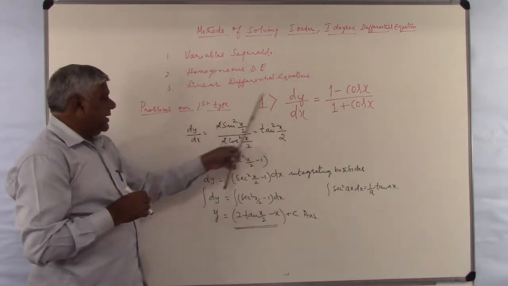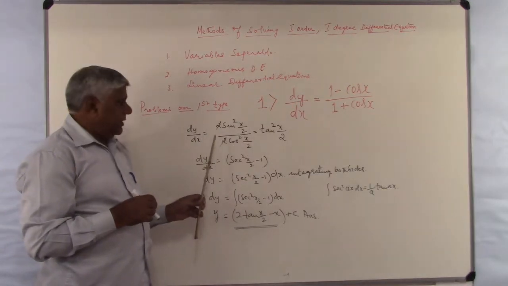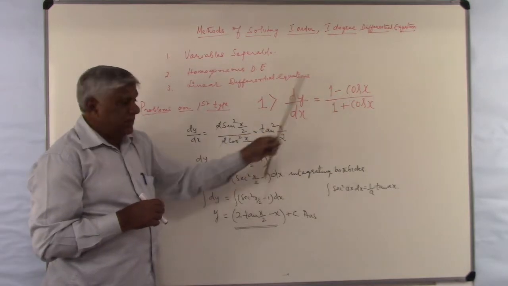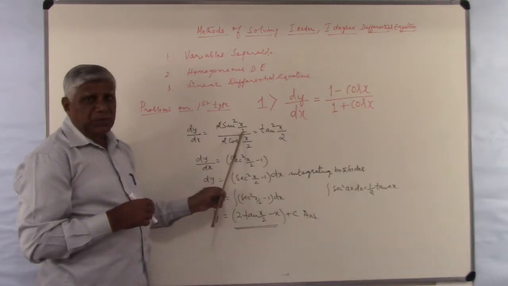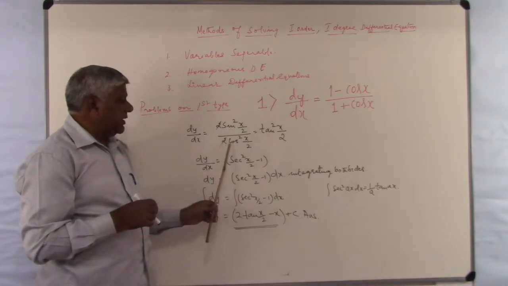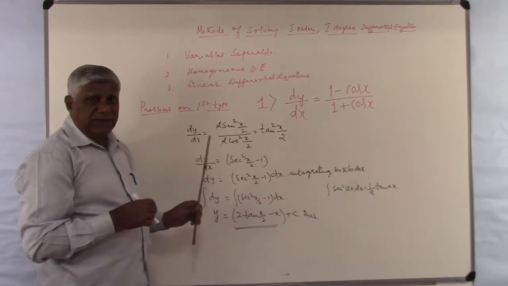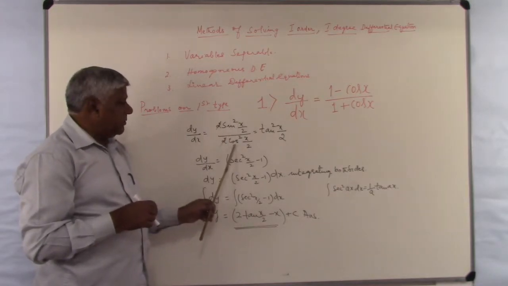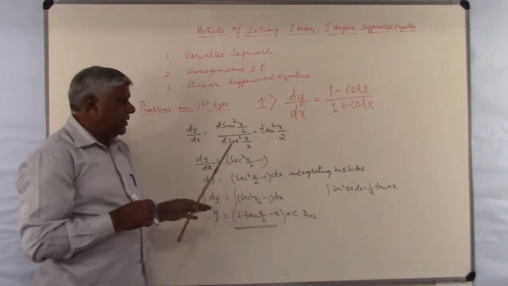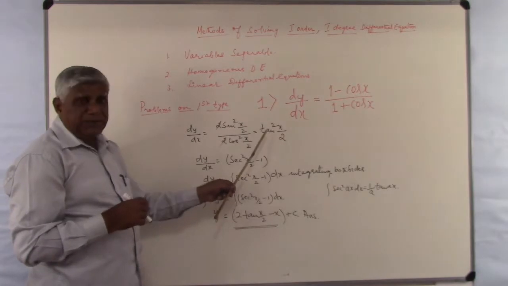Here you can see dy by dx I have written as it is, is equal to 1 minus cos x, we know the formula is 2 sin square x by 2, divided by 1 plus cos x, we know it is 2 cos square x by 2. This 2 and this 2 get cancelled. Sin square x by 2 divided by cos square x by 2 is tan square x by 2. Now dy by dx is equal to tan square x by 2.